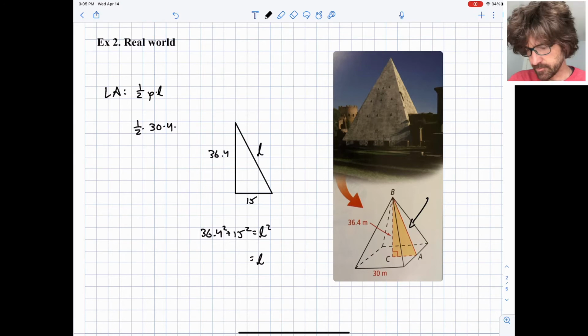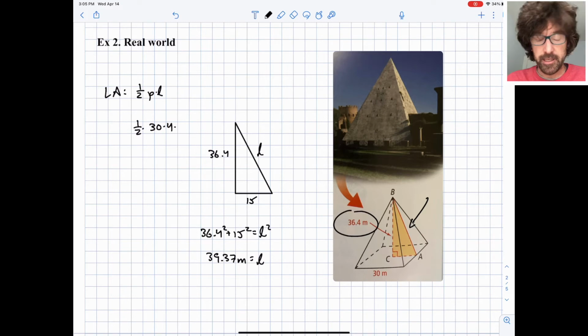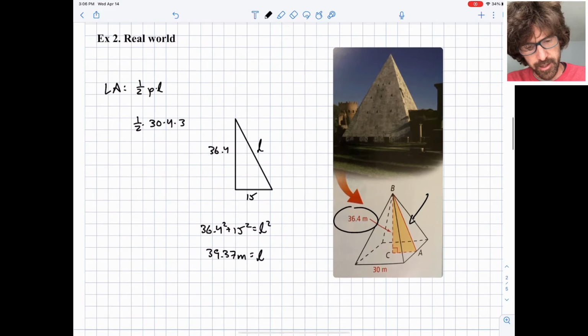And I get L is approximately 39.37 meters. And that makes realistic sense because it's a bit more than that height. It needs to be longer than the height. It's the hypotenuse of that triangle. So we'll plug that in up here, 39.37.